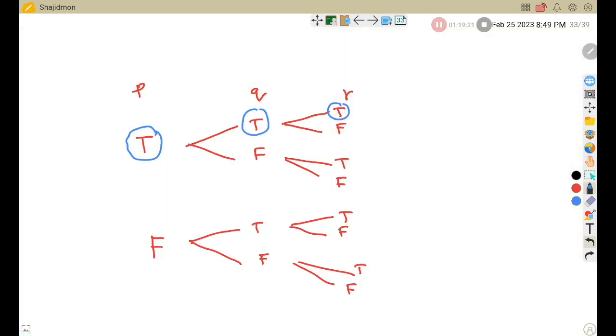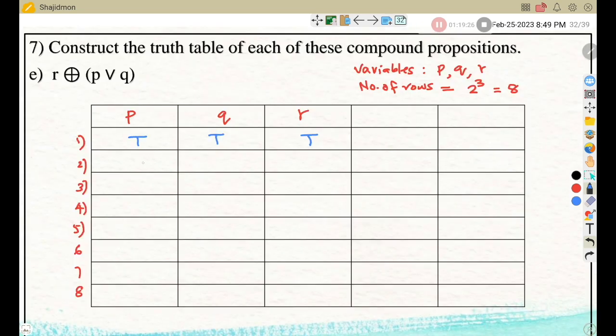Now in the same way we will continue. Second one: true, true, false. Correct? Now the third one we can write: true, false, true. You can check that tree diagram when we are doing. Then TFF. After that FTT. Then FTF.